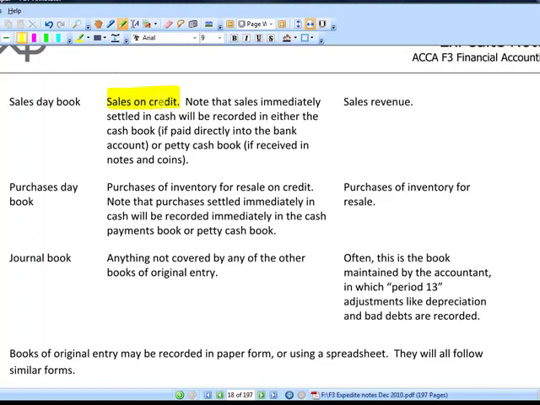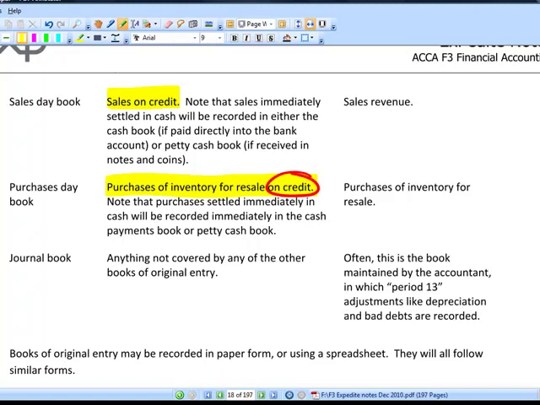The sales day book is going to feed the sales revenue figure, and it only records sales on credit. Similarly, the purchases day book records purchases of inventory for resale, again on credit. If you buy inventory for cash, then it's going to go through the cash payments book.